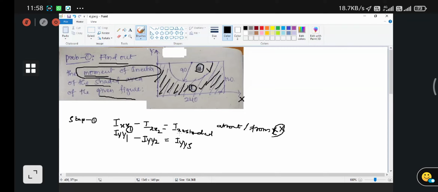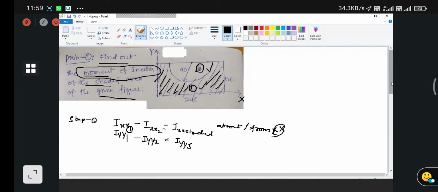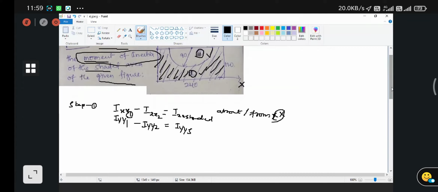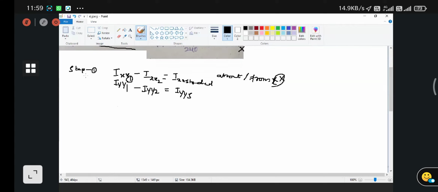For that purpose, I will consider the sections individually and find the base moment of inertia for each section. From the larger section's moment of inertia, I subtract the smaller section's moment of inertia. That is step one, and this is our main motto. So I will start the solution.